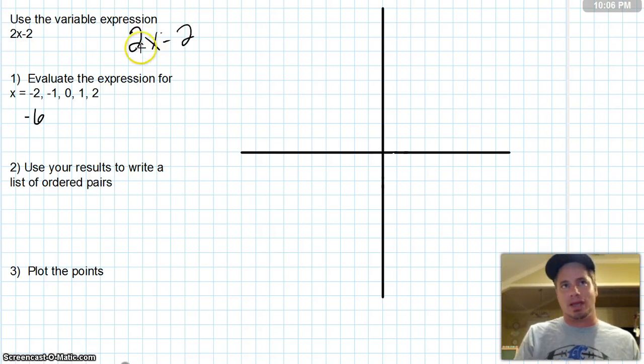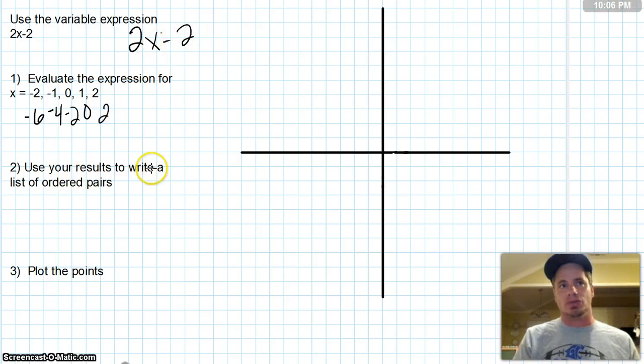-1 without me writing it. 2 times -1 is -2. -2 minus 2 is -4. Okay, let's plug in 0. 2 times 0 is 0. 0 minus 2 is -2. Let's plug in 1. 2 times 1 is 2. 2 minus 2 is 0. Then plug in 2. 2 times 2 is 4. 4 minus 2 is 2.